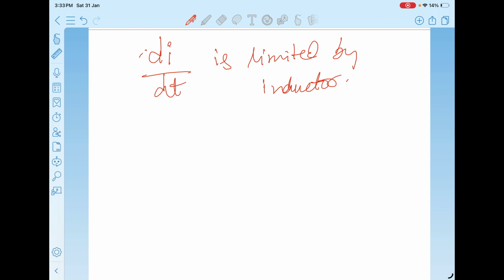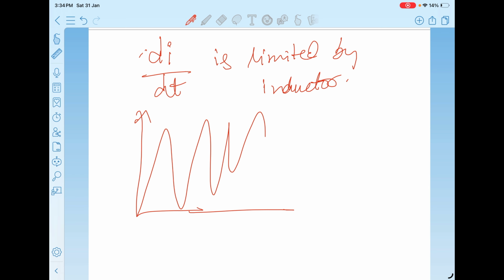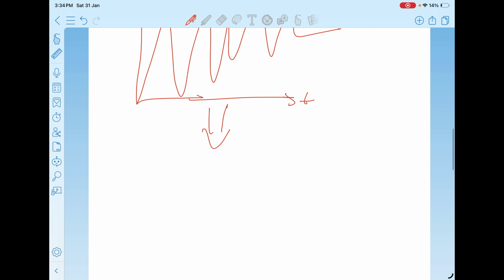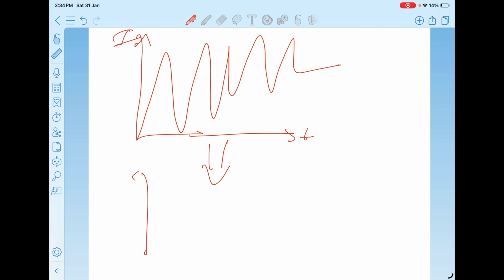If you want to protect any electrical circuit from a current, then the best application is an inductor. If you want to smooth the current profile, for example, if an electrical circuit has this kind of current spikes, and this is treated with an inductor with a good amount of inductance, then the inductor will give the current profile like this.